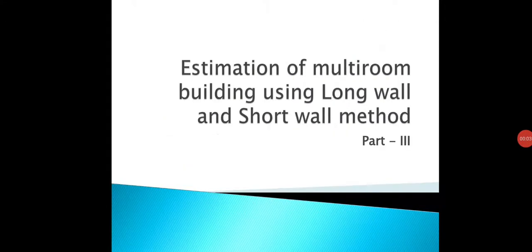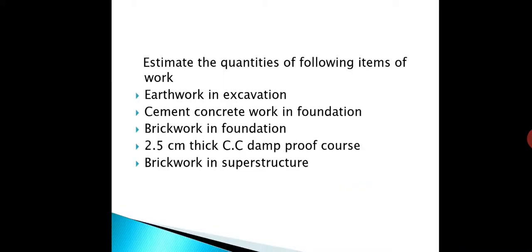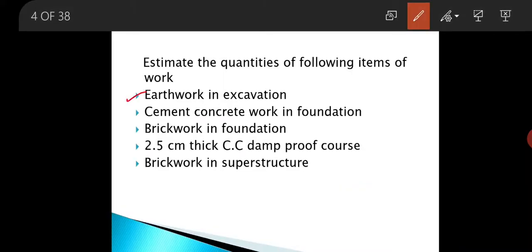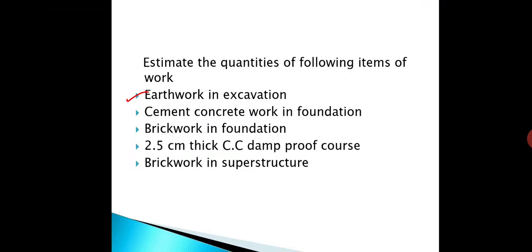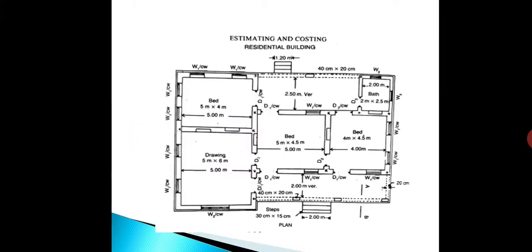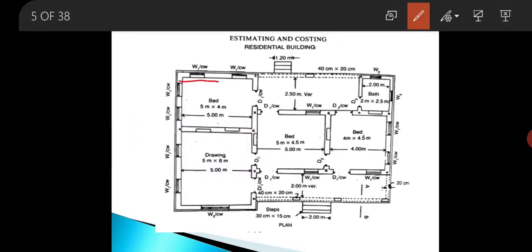In the last class we started the calculation of earthwork in excavation of a multi-room building using the long wall and short wall method, and in that calculation we completed the quantity of earthwork in excavation of these two parts. Today we are going to calculate the quantity of earthwork in excavation of the remaining two parts, that is the front veranda as well as the back veranda.